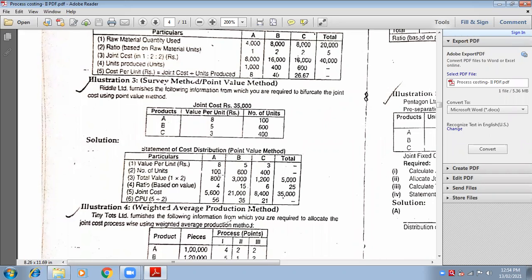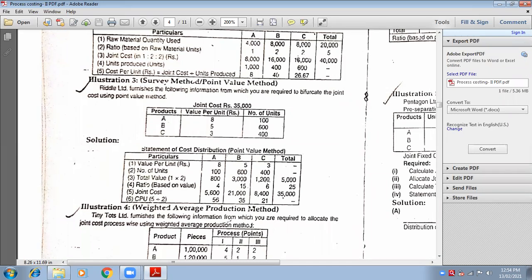How many number of units are made? 100. Each unit has the value of rupees 8. Per unit means each unit. So if each unit is of the value of 8, how much will be for 100? So it is 100 into 8, that is 800. Similarly for B, 5 into 600, 3000. And for C, it is 3 into 400, that is 1200.